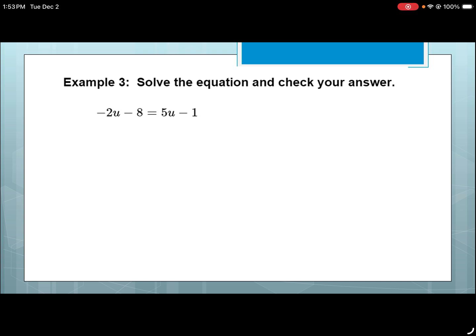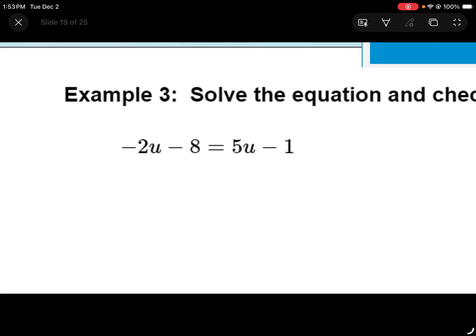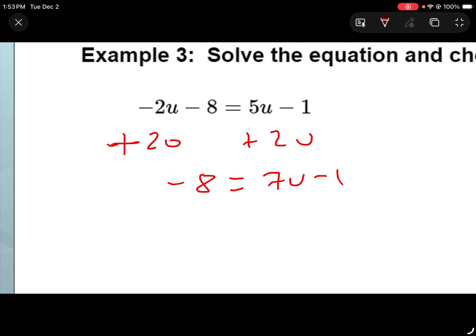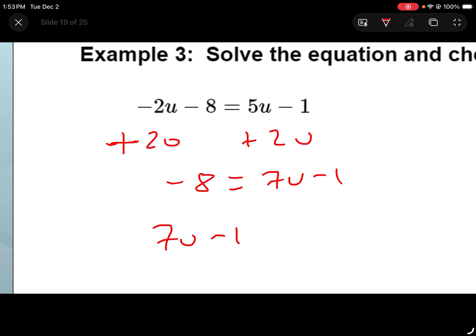What about this one? We're going to solve the equation and then check our answer. So again, which one weighs the least, negative 2u or 5u? Well, I'd rather have 5 of something than owe someone 2 of something, so negative 2u weighs the least here. I'm going to subtract negative 2u, which, if you subtract a negative, you actually add. So I'm going to add 2u to both sides. That gets me negative 8 equals 7u minus 1. I know some people do not like it being on the far right-hand side, so you can easily write this as 7u minus 1 equals negative 8.